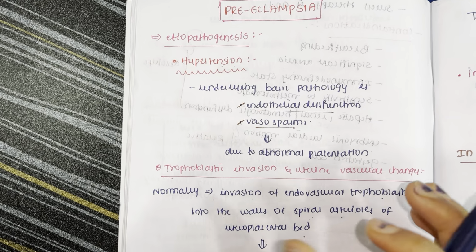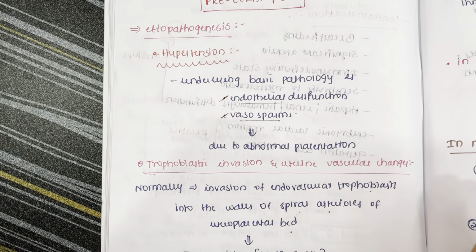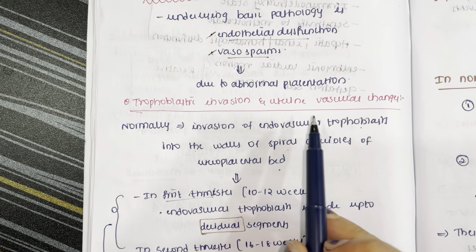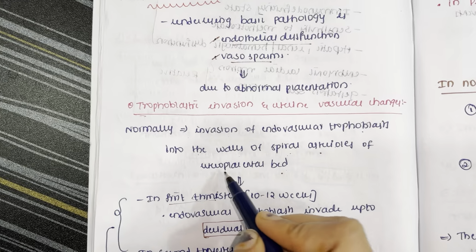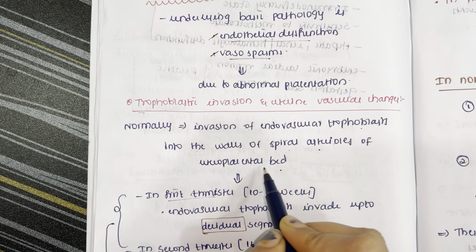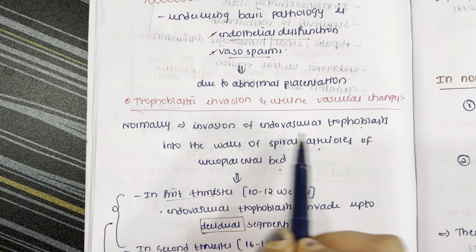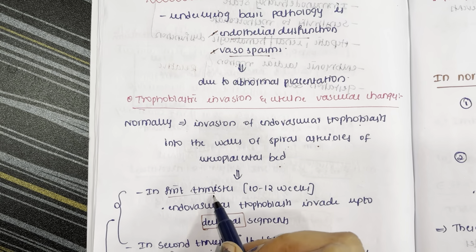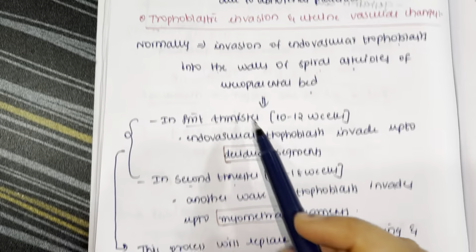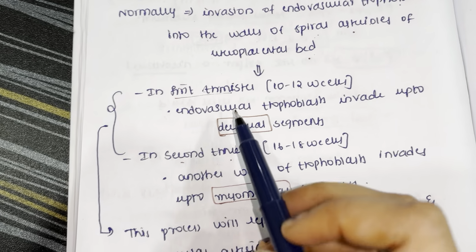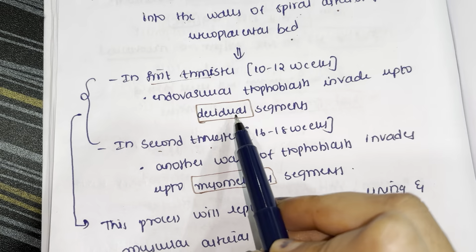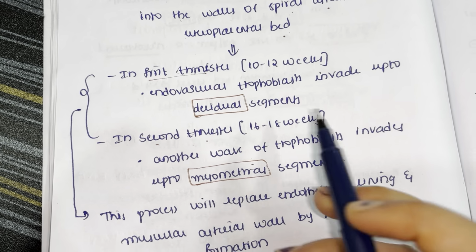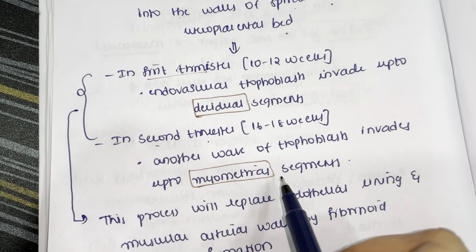Now we'll see the normal activity that occurs during pregnancy. The first thing is trophoblastic invasion and uterine vascular changes. Normally in the uteroplacental bed there are spiral arteries present. The trophoblasts invade the walls of the spiral arteries, in the first trimester and the second trimester. In the first trimester the trophoblasts invade up to the decidual segments, and in the second trimester another wave of trophoblasts invades up to the myometrial segments.